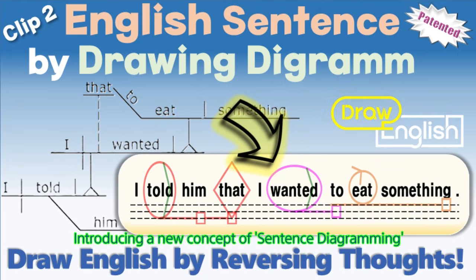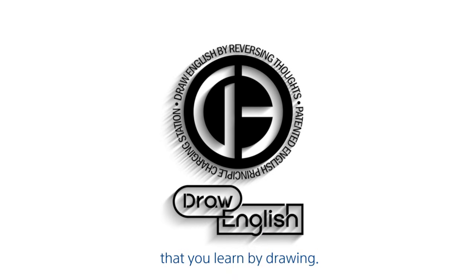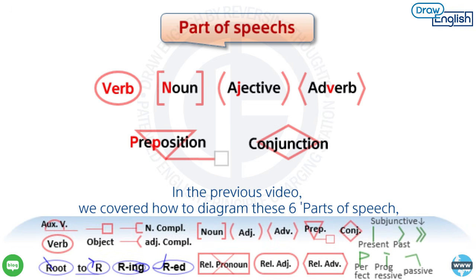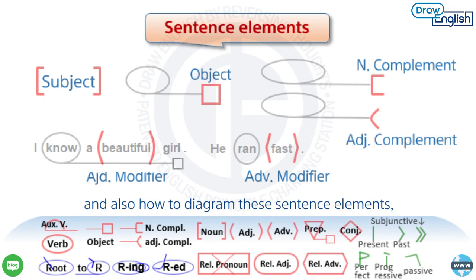Introducing a new concept of sentence diagramming that you learn by drawing. This is the second video. In the previous video, we covered how to diagram these 6 parts of speech, and also how to diagram these sentence elements, such as objects, complements, and modifiers.